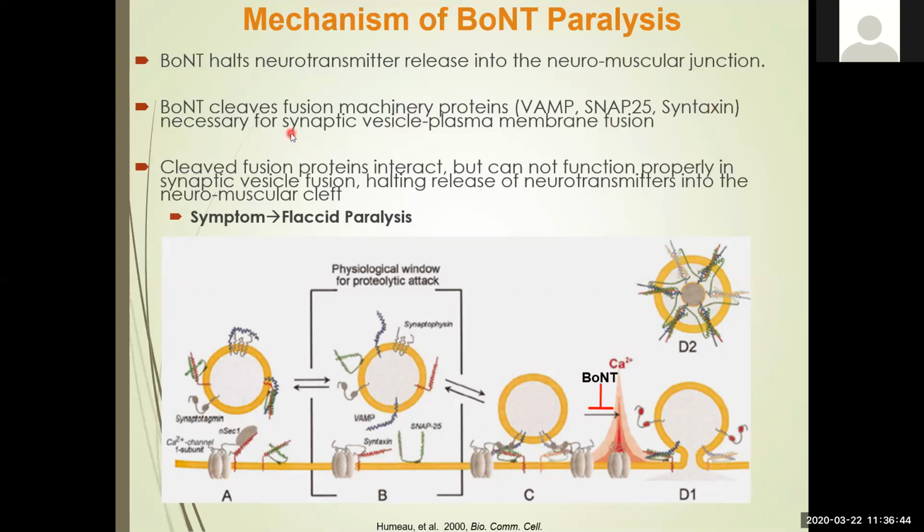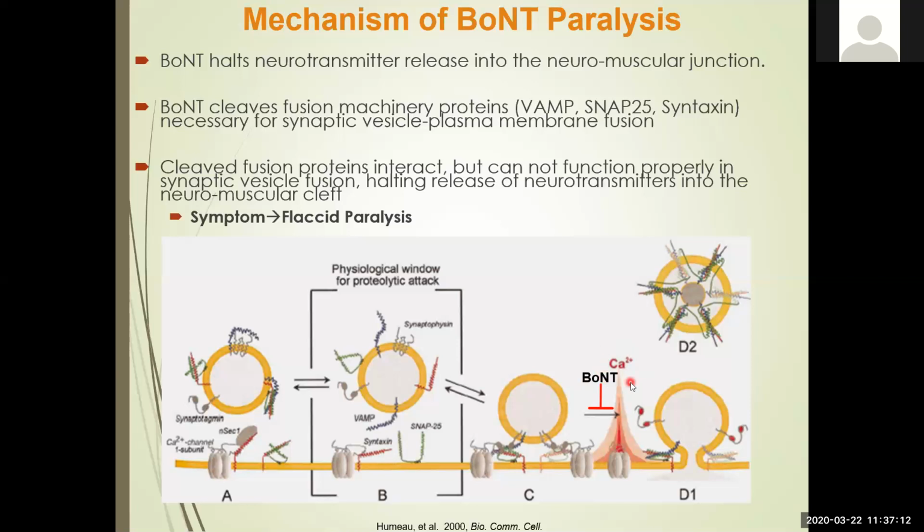And these SNARE proteins are important for fusion. These SNARE proteins are VAMP, SNAP25, and syntaxin. And here's VAMP, and here's syntaxin, and here's SNAP25. And they interact with each other, and they just wait. The vesicle and the plasma membrane just wait here until there's an influx of calcium.